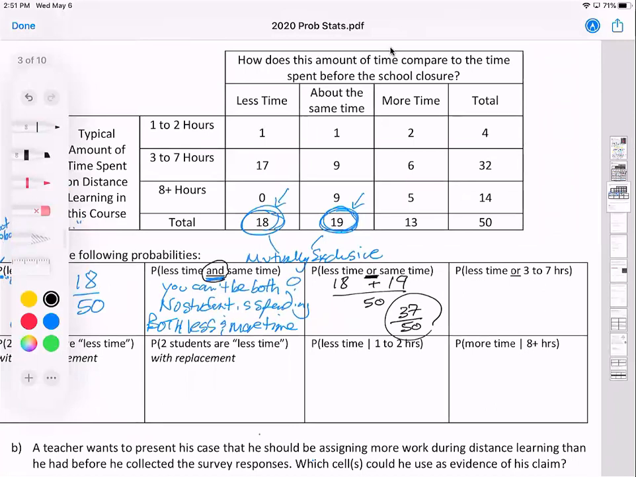All right, so let's look at the next one. We have the probability they're spending less time, so that would be these people, or 3 to 7 hours, that's these people. Now, are these events mutually exclusive? We have these less time people. We have these 3 to 7 hour people. Notice the overlap that occurred right there. These are not mutually exclusive.